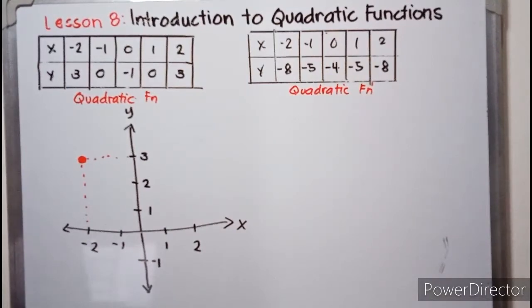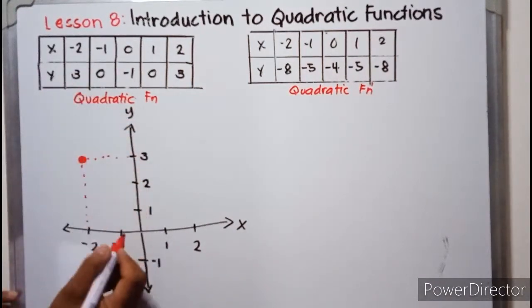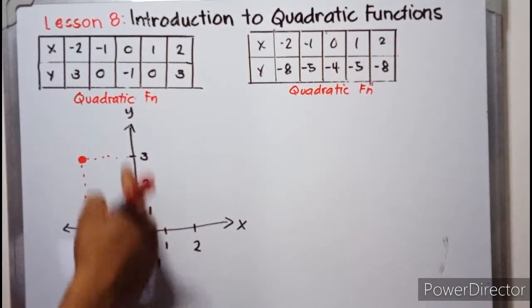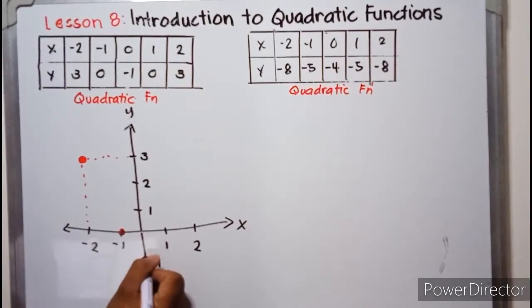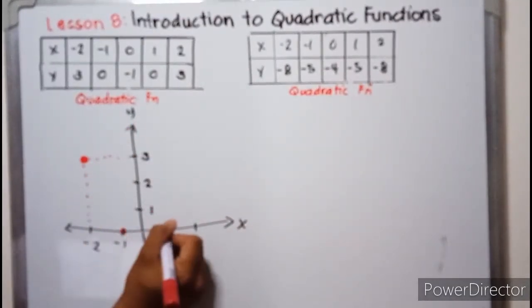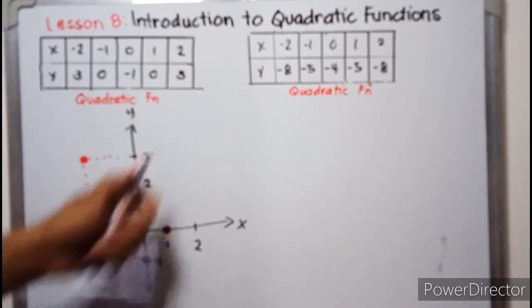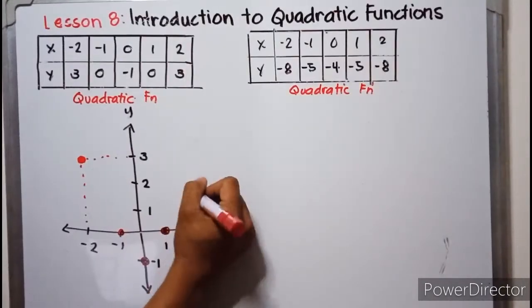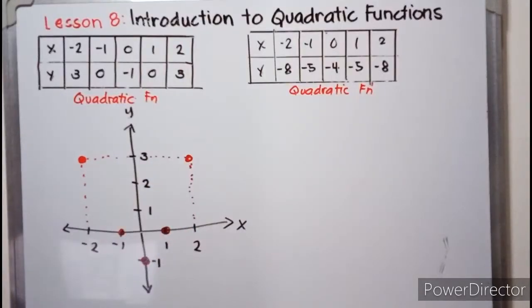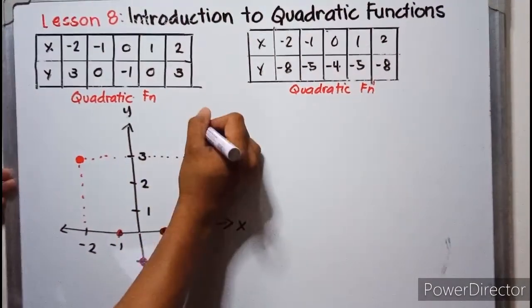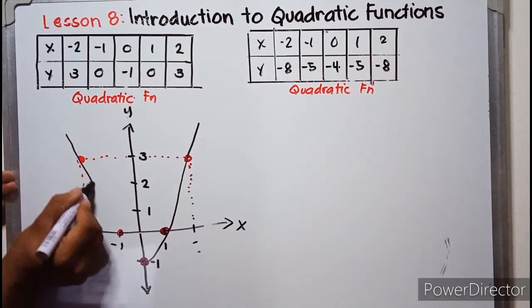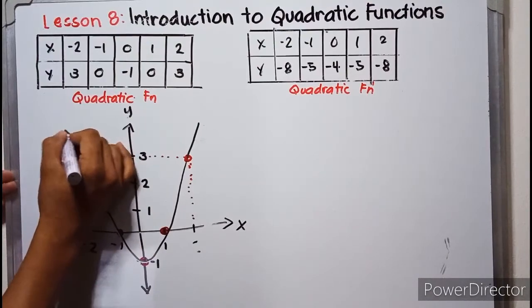Then the other one, negative 1, 0. So this is our negative 1, then 0 for y. So it is located at this point. Then 0, negative 1. So our x is 0. Then y is negative 1. So this point. Then 1 for x and 0 for y. So it is here. Okay, then for the last one, we have 2, negative 3. So we have x is 2 and y is negative 3. Okay. Then we are going to connect our dots.